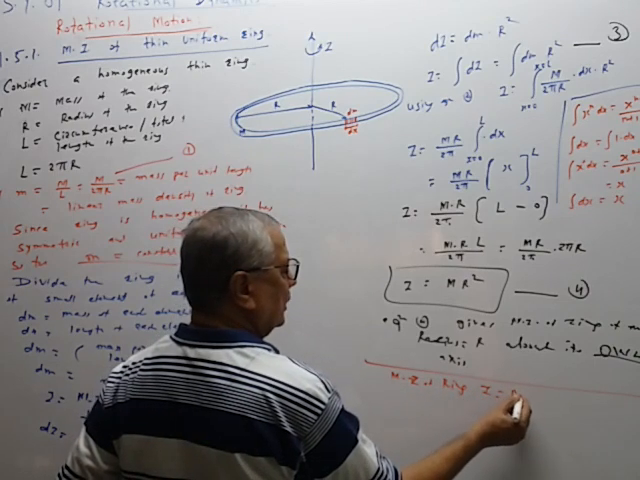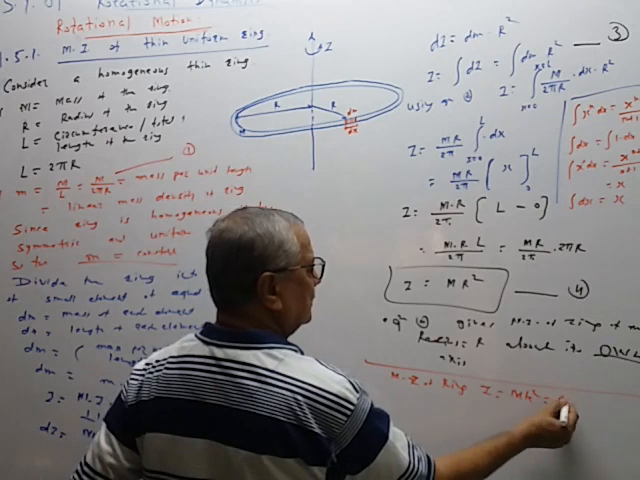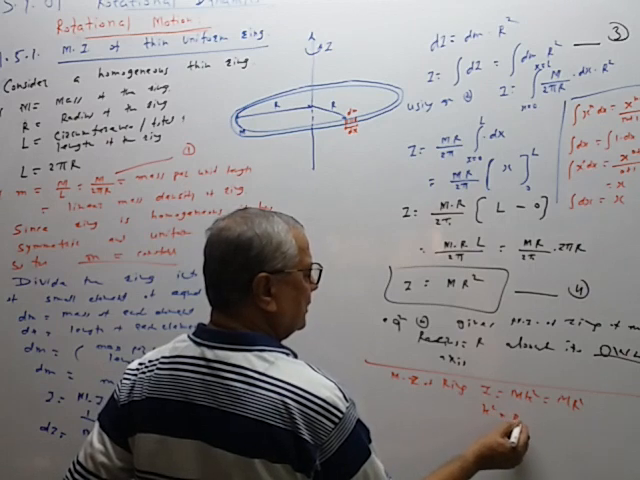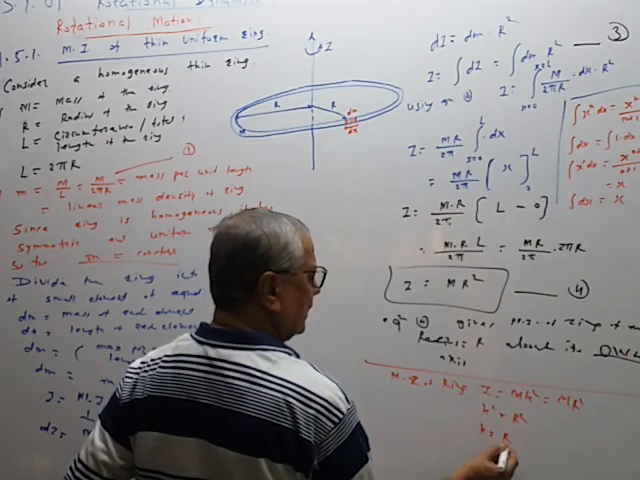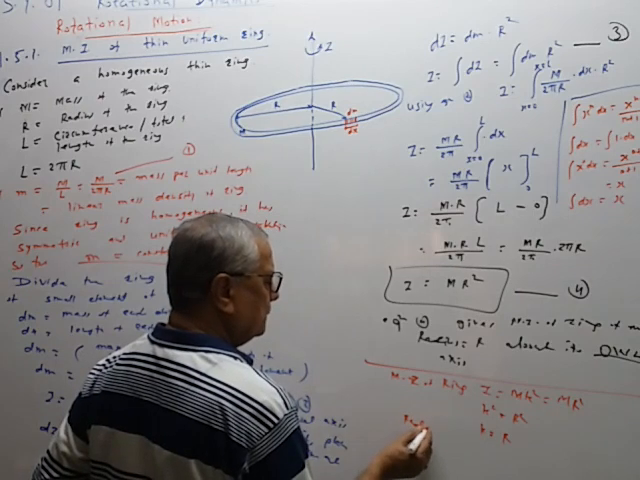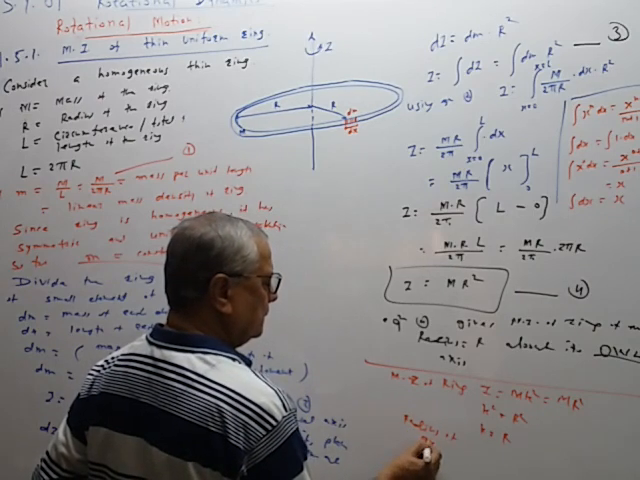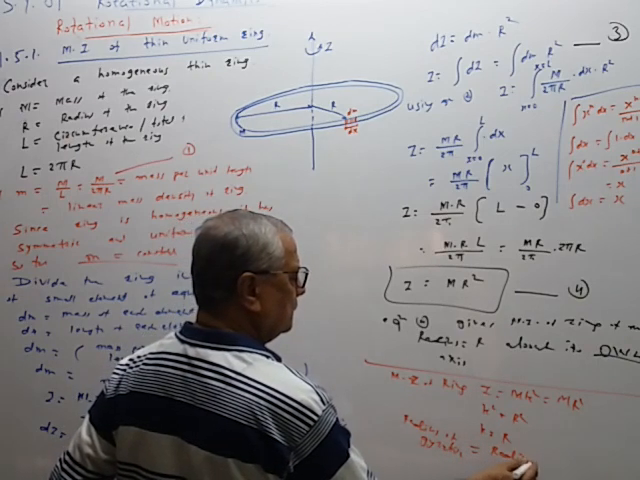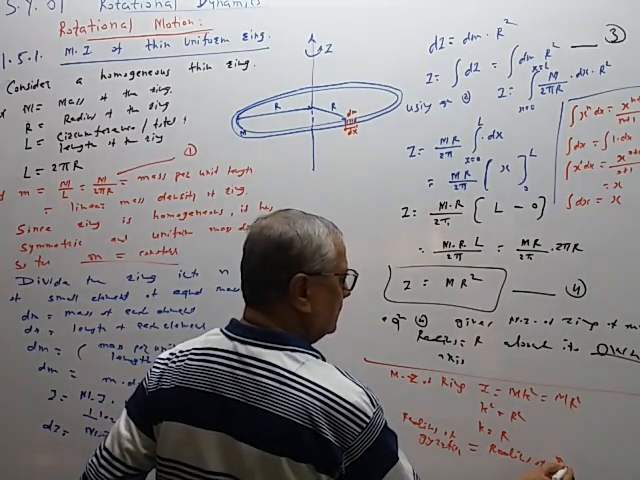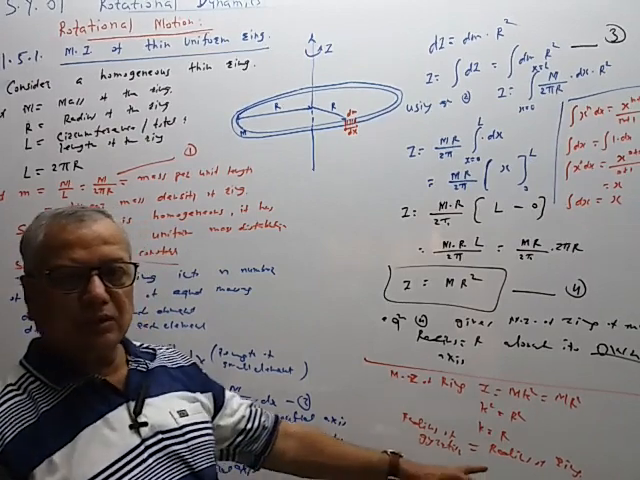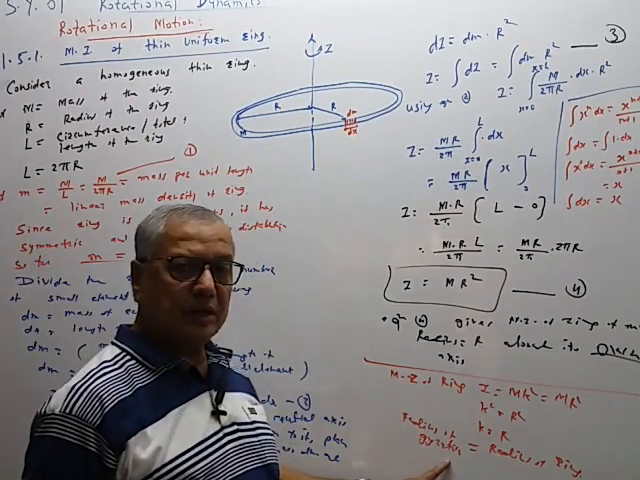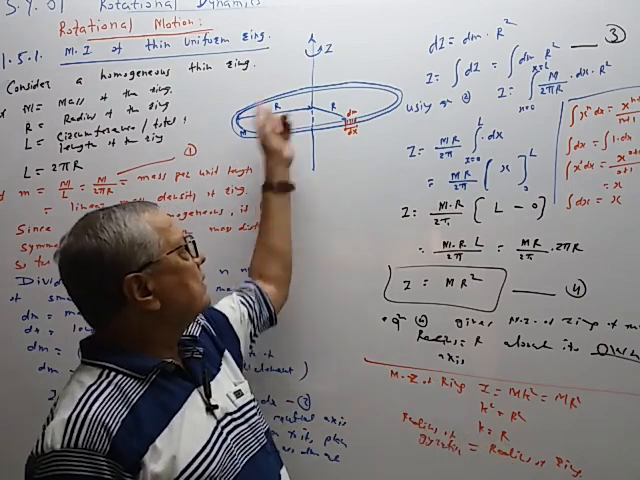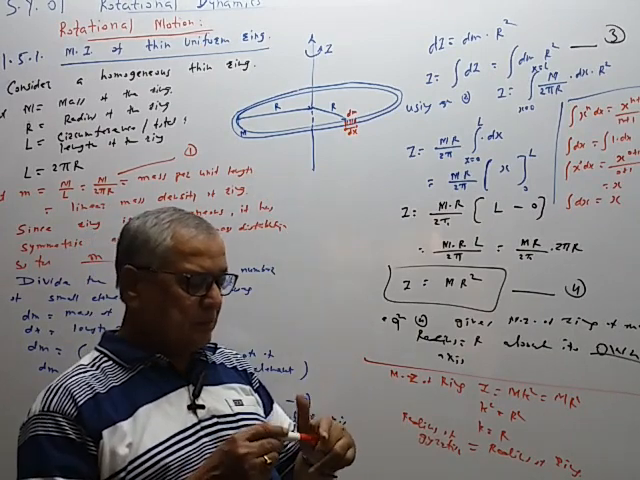I is equal to mk square, where k is the radius of gyration, is equal to mr square. So m, the mass of the ring, will get cancelled, and therefore k square is equal to r square, and therefore k is equal to r. k is the radius of gyration, and it is equal to the radius of the ring. So by knowing the dimension of the body, we can find the radius of gyration. You can measure the radius of the ring either by using vernier caliper or by measuring its circumference. Any method can be used.